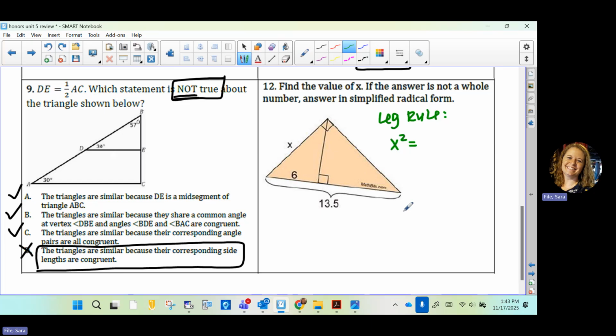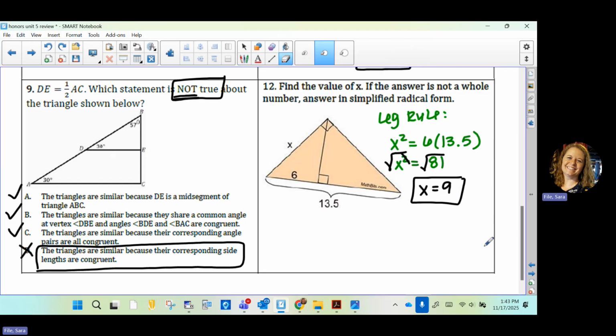I'll post this after school. So 6 times 13 and a half. So 6 times 13 and a half is 81. And then to get rid of the square, you would take the square root. That is a perfect square, 9. So we didn't have to do a factor tree to simplify here. That was just your answer.